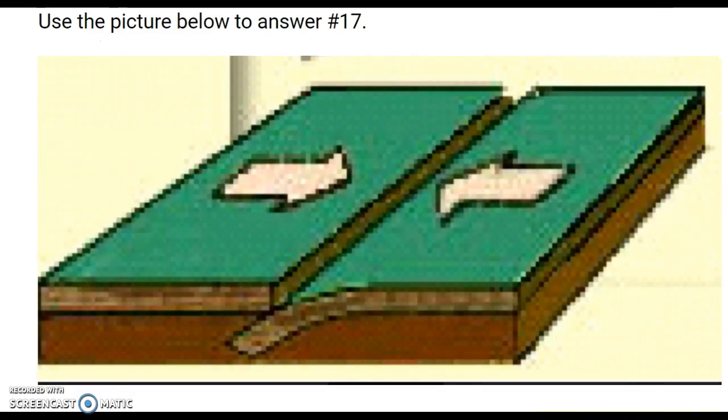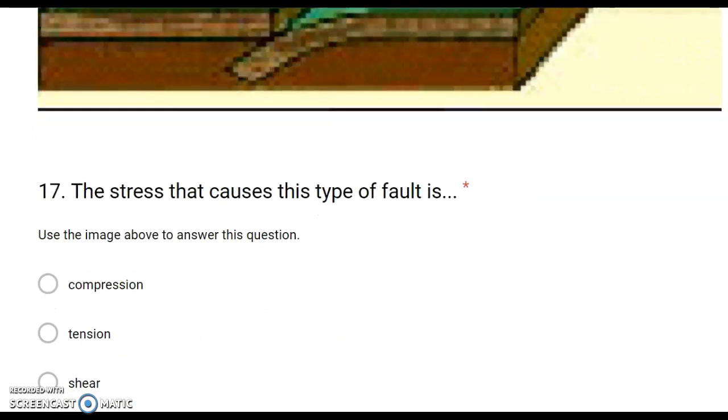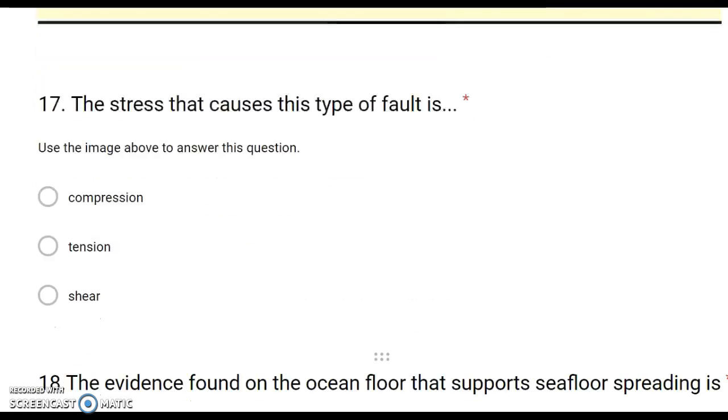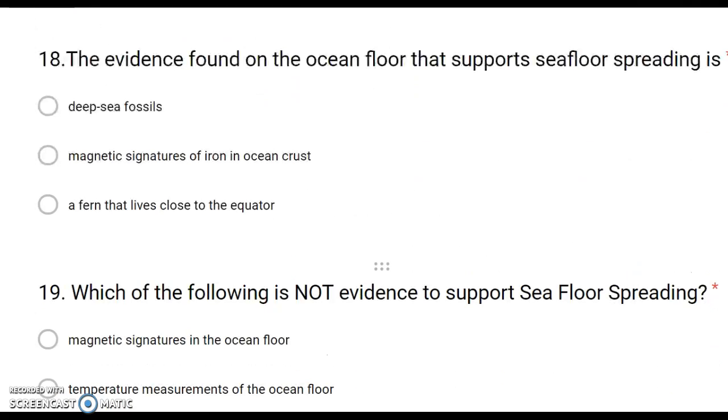You're going to use this image to answer number 17. The stress that causes this type of fault is compression, tension, or shear. 18. The evidence found on the ocean floor that supports seafloor spreading is deep sea fossils, magnetic signatures of iron in ocean crust, a fern that lives close to the equator.